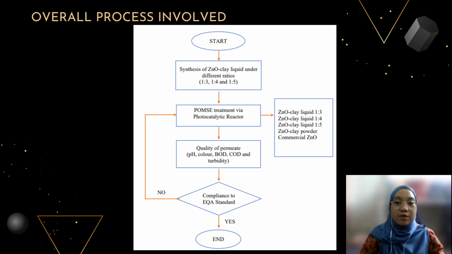After the treating process is done, the effluents will be tested for quality parameters. Those parameters are color, BOD, COD, and turbidity. After that, the effluent will be checked if it complies with the EQA standard. If the effluent passes the criteria, it can be discharged to the environment. If not, the process will be repeated again.